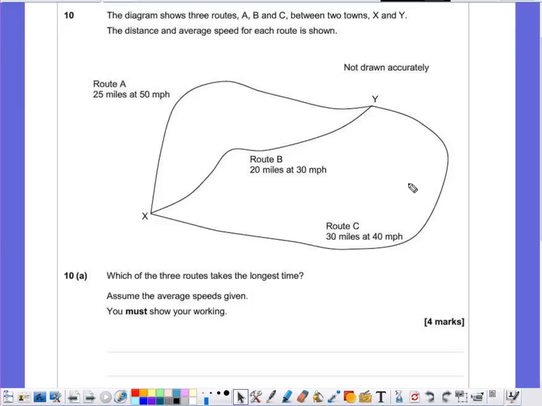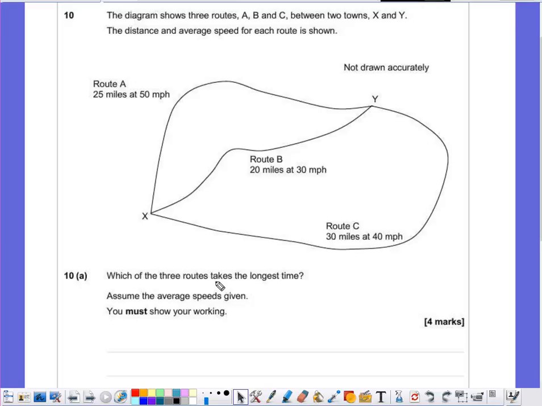Question 10. The diagram shows three routes, A, B and C, between towns X and Y. The distance and average speed for each route is shown. For route A, it's 25 miles at 50 miles an hour. For route B, that's only 20 miles, but you have to go at 30 miles per hour. And route C is 30 miles at 40 miles per hour.